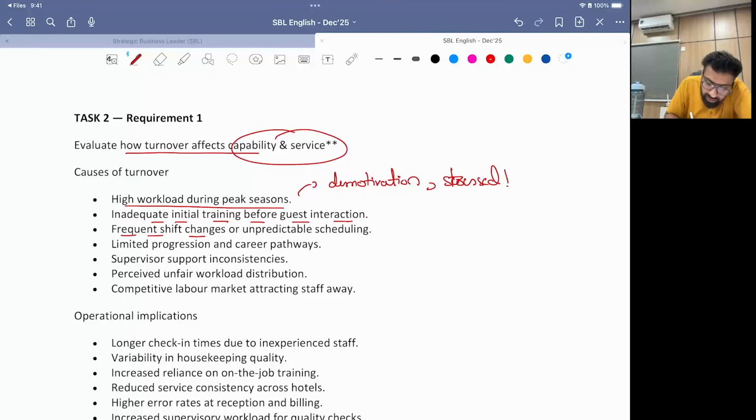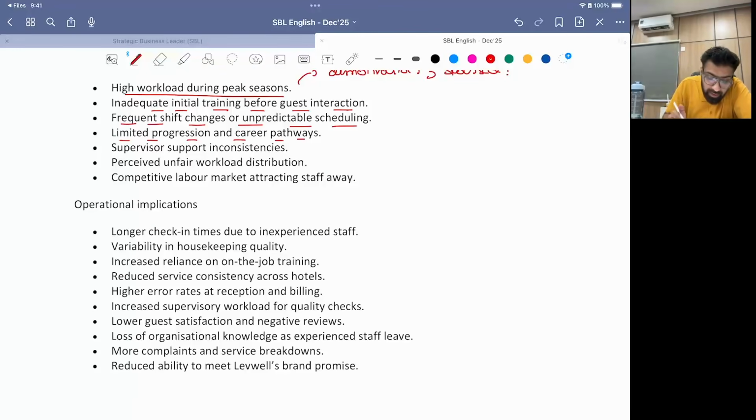Frequent shift changes and unpredictable scheduling. If someone is going to come in the morning and I'm saying no, you don't need to come in the morning, in fact you need to come in the morning and do the evening and night shift as well, how is this thing going to work? Limited progression and career pathways. No one's going to get promoted after doing a lot of hours, so this is kind of bad what they are doing.